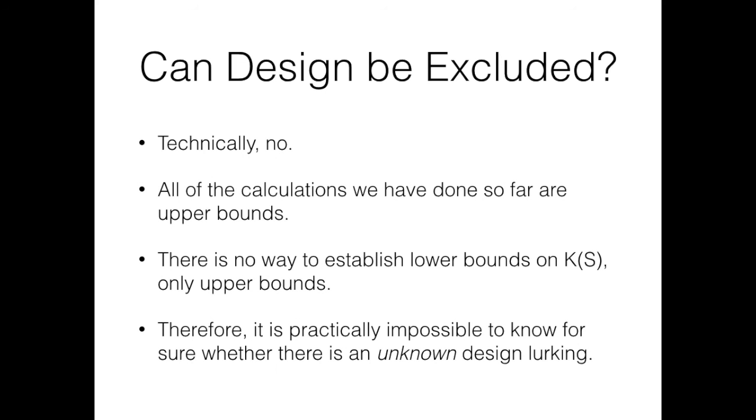Now, can design be excluded? Technically, no. And the reason is very simple. It's based on the math. All of the calculations we've done so far are all upper bounds. It is only possible to find upper bounds for Kolmogorov complexity. Computation theory actually says that you cannot find lower bounds for it, at least in a general fashion. So since there's no way to establish lower bounds, you can only establish upper bounds, it is basically impossible to know whether there is an unknown design lurking.